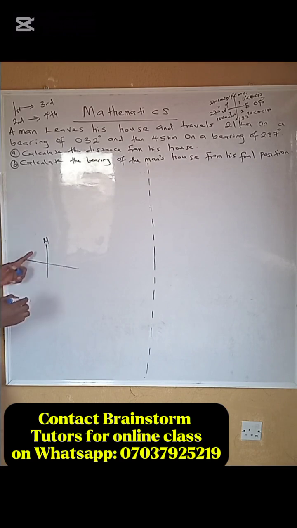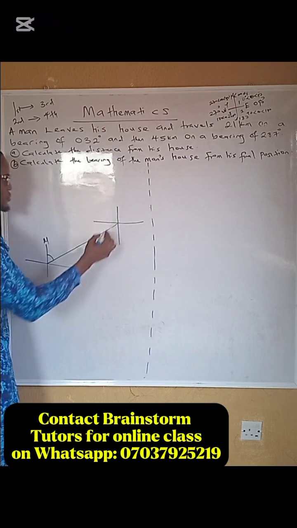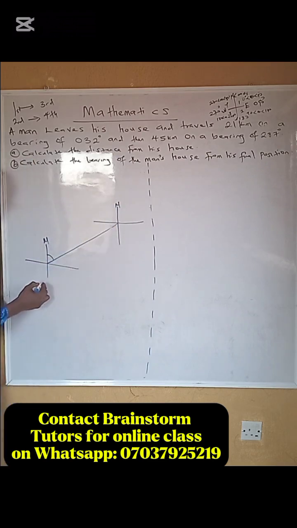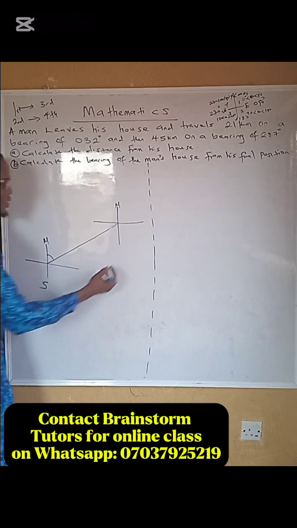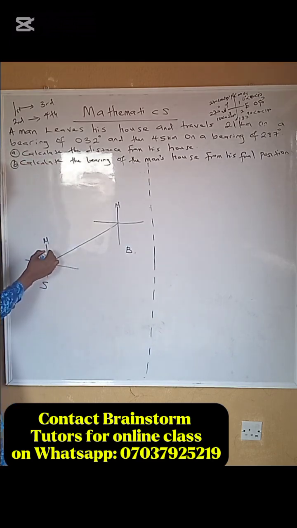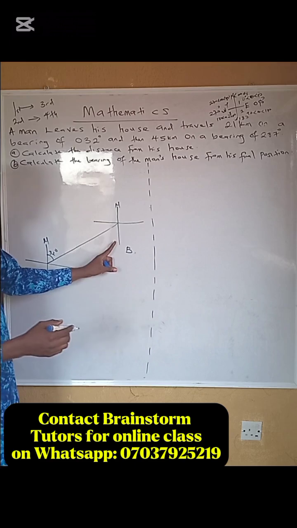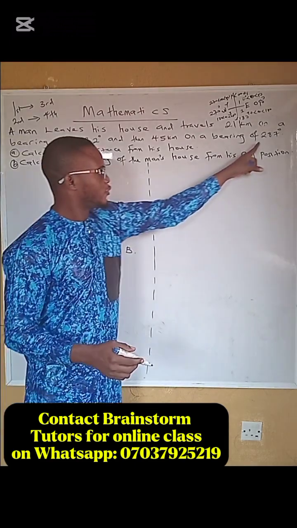I've informed you earlier that we always begin from the north pole. Then we have something like this. Let me call this point S, which is the starting point. The first point the man arrived at is point B, and then the angular turn is 32 degrees. Here, it then starts from point B also and moves on a bearing of 287 degrees.